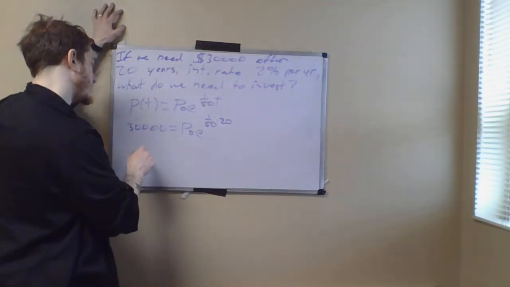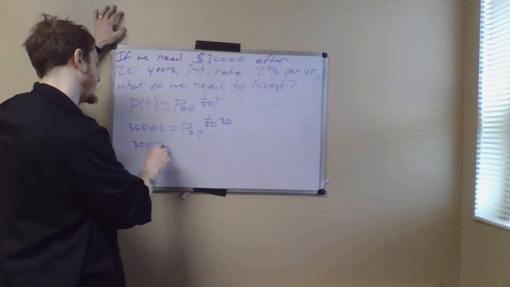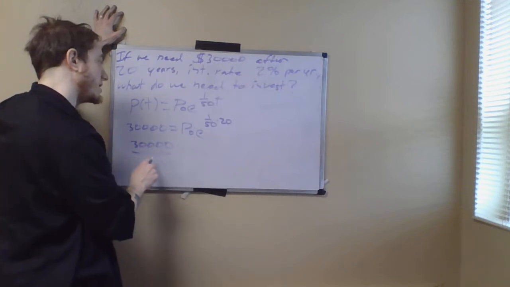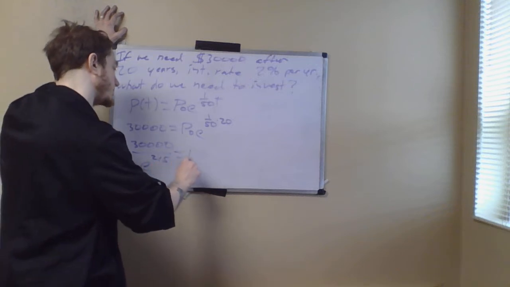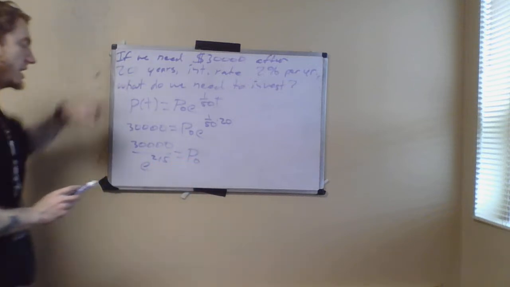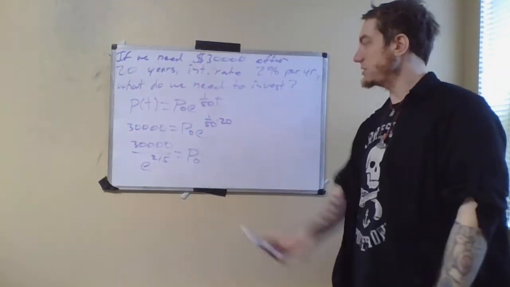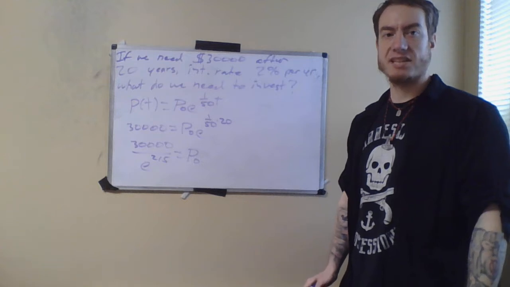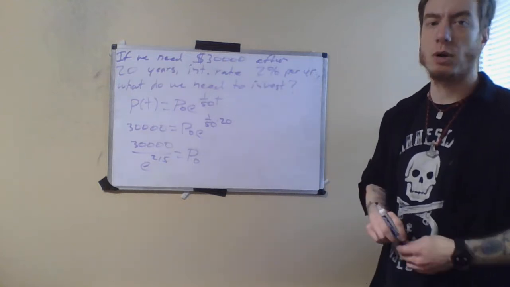So this means that I'm going to have 30,000 divided by e to the 2/5 is equal to my initial investment. And then you can just plug this into a calculator and you can see what this comes out to be. What do I need to invest today at 2% interest if I want 30,000 after 20 years?